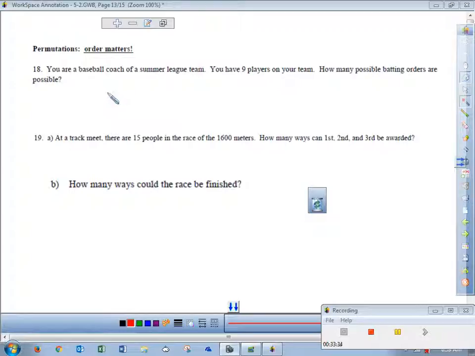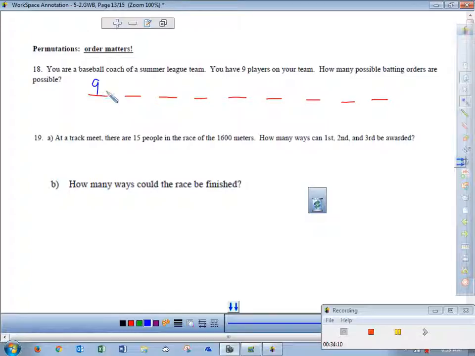So 9 players, and they're all going to bat. So let's do blanks again. 1, 2, 3, 4, 5, 6, 7, 8, 9. And now you're that coach that just randomly selects players. So how many people could you possibly lead off? You have 9 on the team, so isn't there 9?